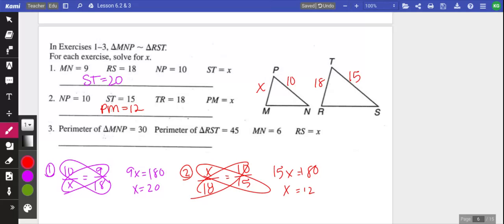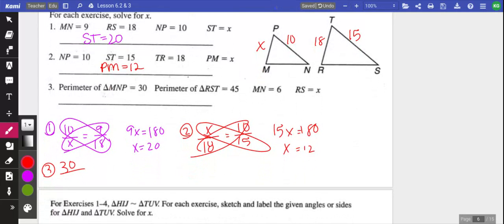For perimeters, they are the same setup we can do. So if the perimeter is 30, then MN is 6. RST perimeter is 45. RS is X. So that gives me 30X equals 6 times 45, which is 270. Divide each side by 30, and I get X to be 9.